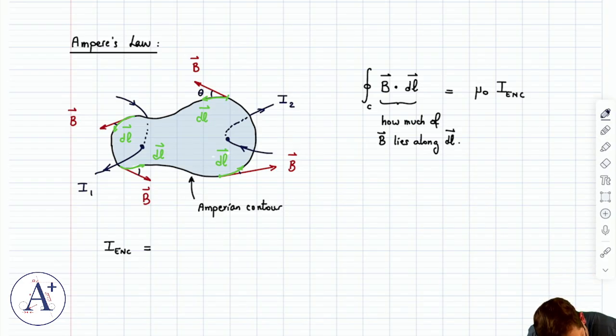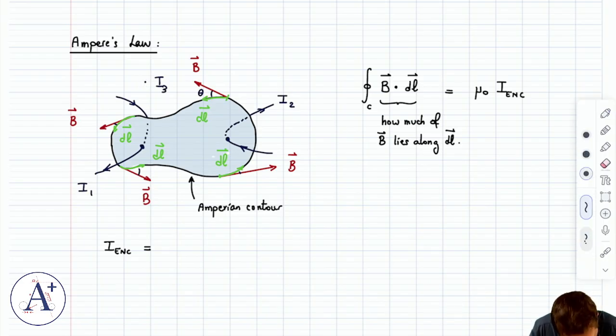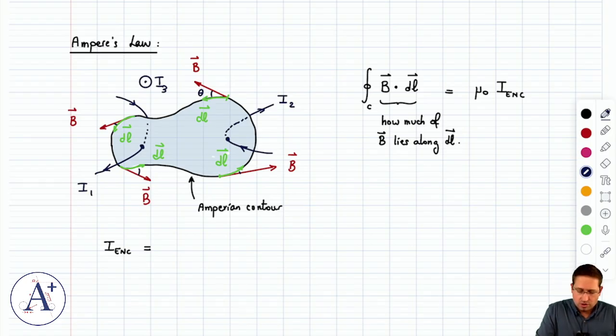Now maybe I have, I don't know, I3 out here. Well, I3 is not encircled, and so we don't care. All the same that we didn't care about charge that was not enclosed when we talked about Gauss's law. Only the enclosed charge mattered. So currents that are outside of that surface that do not flow through it do not count, but I1 and I2 are encircled currents and they do count.